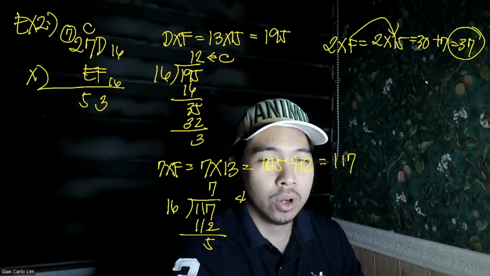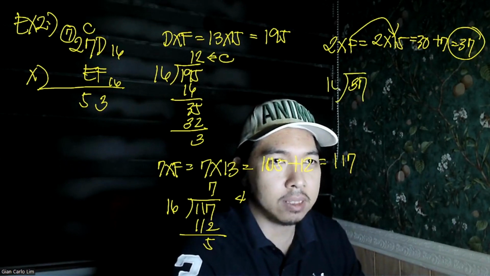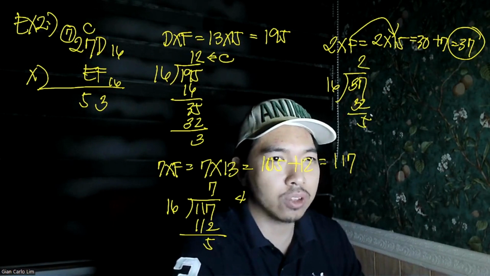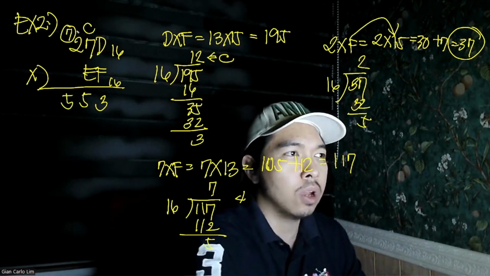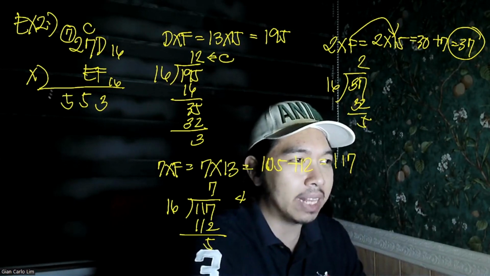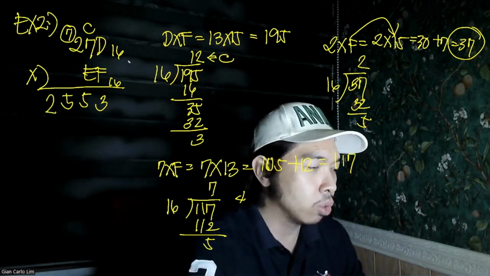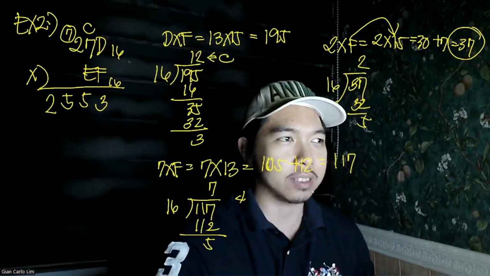So we need to reduce that. So 37 divided by 16. So that would be 2. 32. Remainder 5. So therefore, product part would be 5. Carry part is 2. Wala na tayong pagkakarryhan ng 2. So therefore, baba na lang natin siya. So that would be 2553. Okay, so yan ngayon yung ating first part ng products.